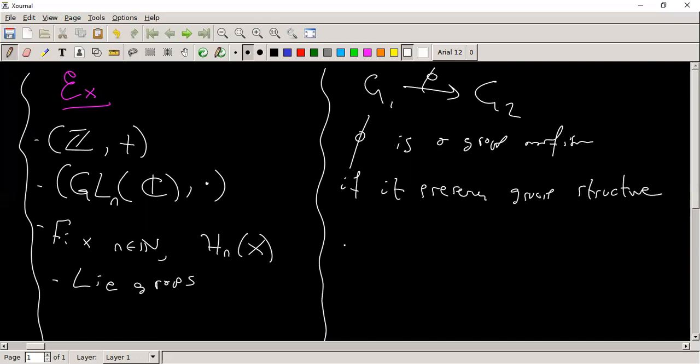So what does it mean for a group morphism to be an isomorphism?